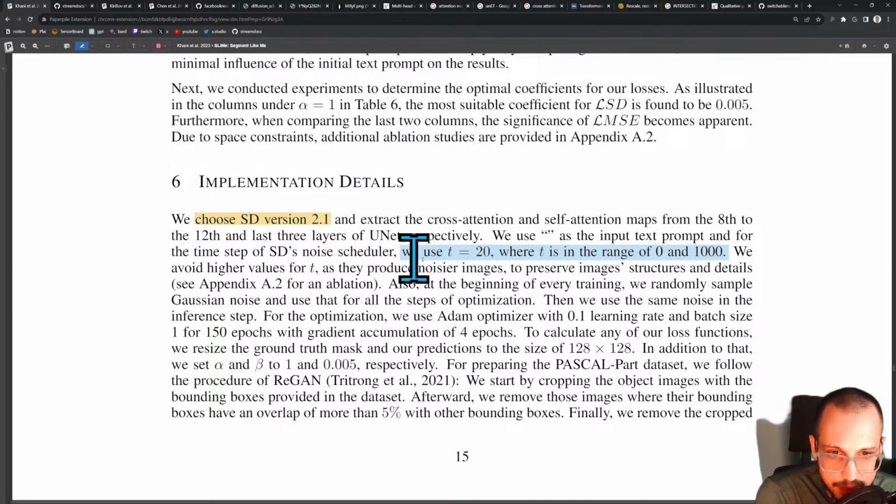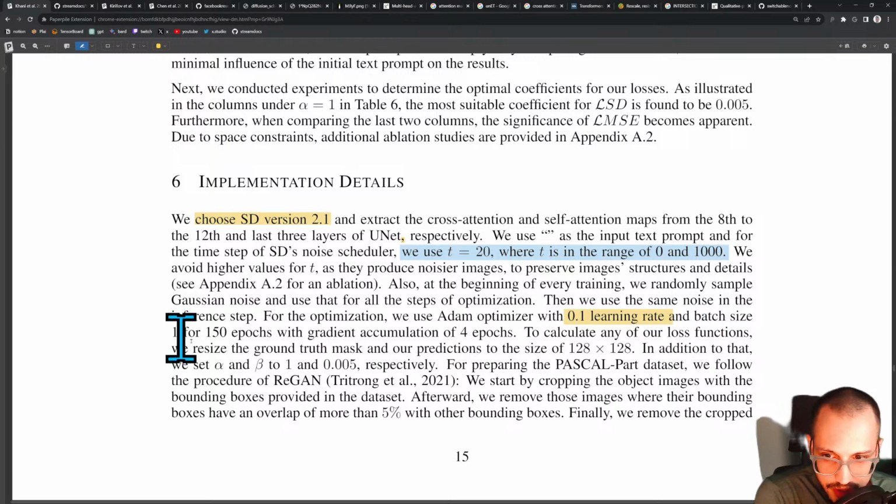We avoid higher values as they produce noisier images. Also, at the beginning of every training, we randomly sample Gaussian noise. Then we use the same noise in the inference. We use an Adam optimizer with a 0.1 learning rate and batch size with gradient accumulation of 4 epochs. Look at that learning rate, this monstrous learning rate.